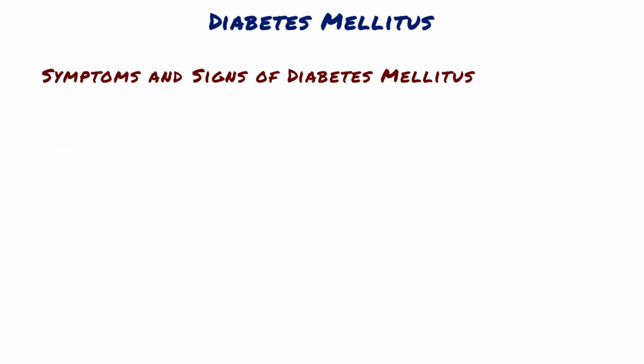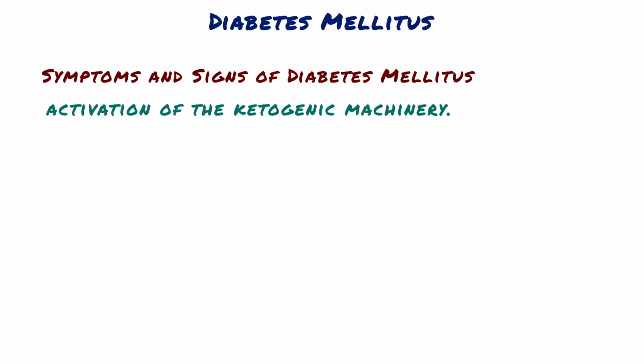The other major effect is activation of the ketogenic machinery. As we always say, glucose cannot enter the cell in insulin deficiency. Thus, the cells need a new source of energy production. In this case, lipase comes into play. Lipase takes it upon itself to provide the energy source that the cell lacks. But how can lipase achieve this?